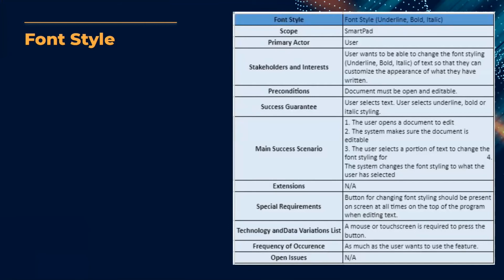Main success scenario: the user opens a document to edit. The system makes sure the document is editable. The user selects a portion of text to change the font styling for, and the system changes the font styling to what the user has selected. There are no extensions for this use case, and the special requirements are that there's a button for changing font styling present on the GUI at all times on the top of the program when editing the text. And the technology and data variation list is a mouse or touchscreen is required to press the button, and the frequency of occurrence is as much as the user wants to use the feature.